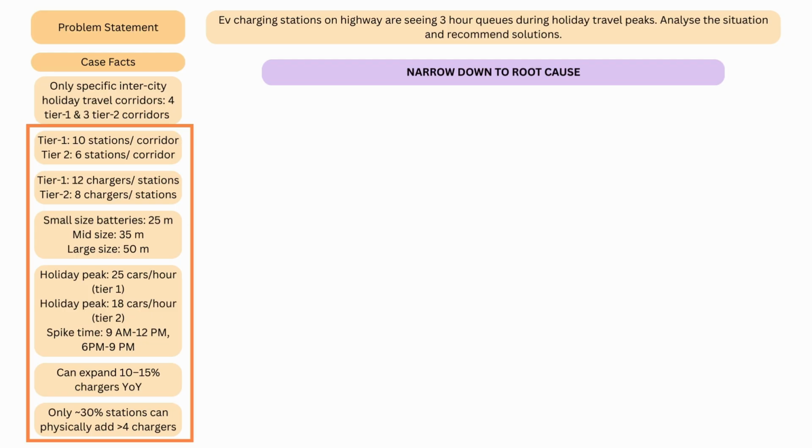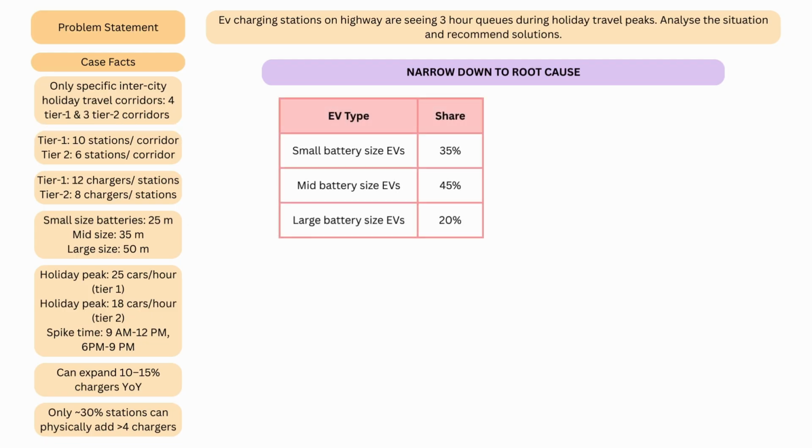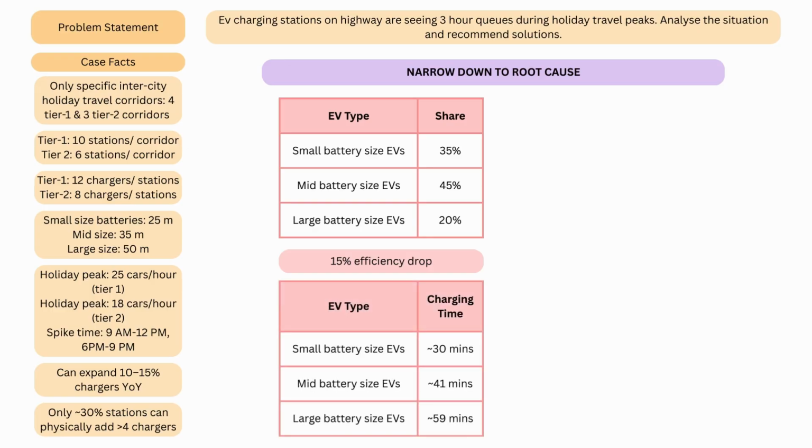Let's consider the share of small sized battery EVs is 35%, medium sized is 45%, and large size is 20%. And the charging times were already given to us. Considering a 15% efficiency drop in charging due to hardware downtime, payments or software connectivity issues, and peak overload throttling, new charging times would be as shown on the screen. We'll take a weighted average of these numbers and we get an average charging time of about 41 minutes per EV. So service rate is 60 minutes upon 41 minutes, that is 1.46 cars per hour.